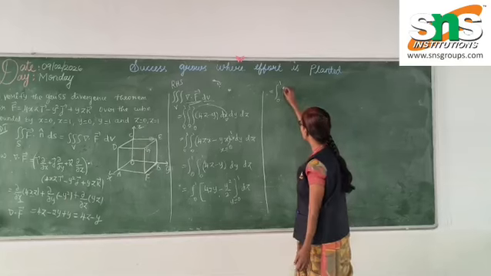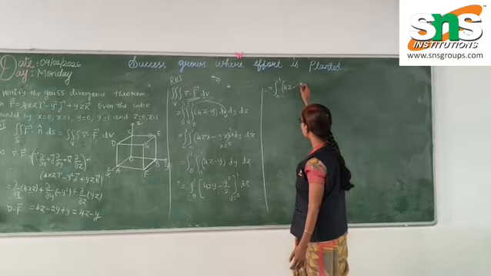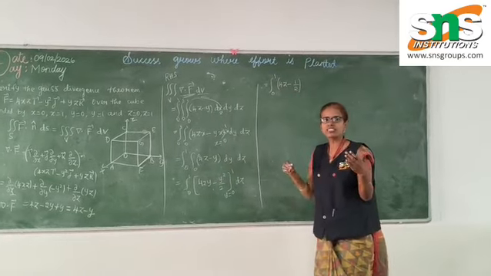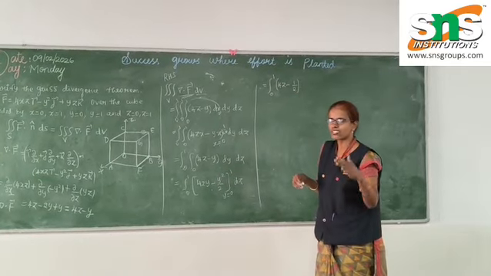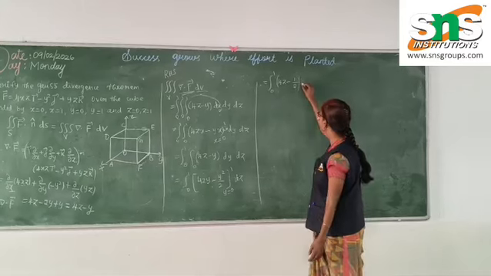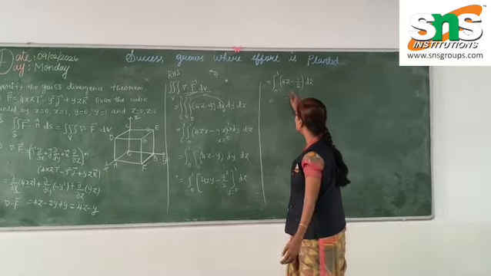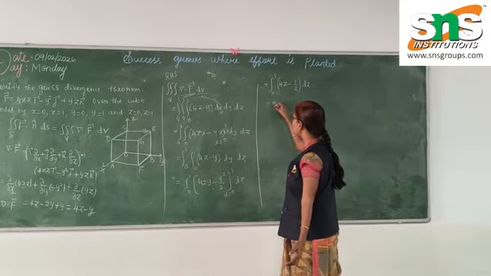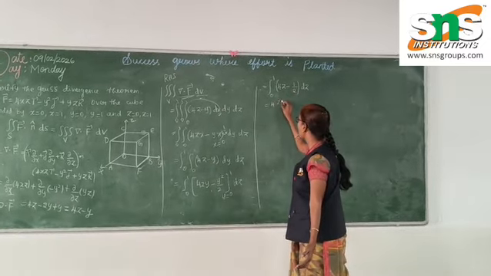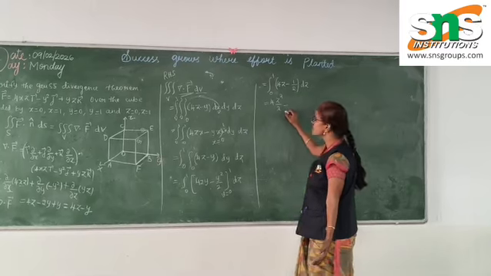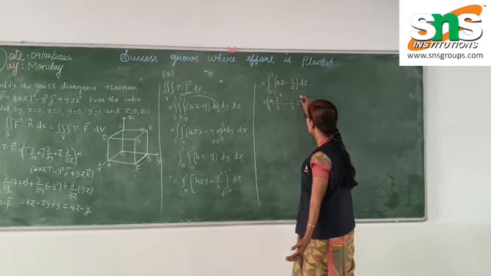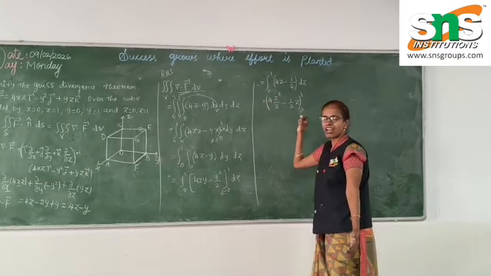So the answer is 4z minus 1 by 2. The lower limit becomes 0, so just leave the term, then into dz. Now we are going to integrate this term with respect to z. So 4 into integration of z, which is z square by 2, then minus 1 by 2 z. Now the limit for z is from 0 to 1.